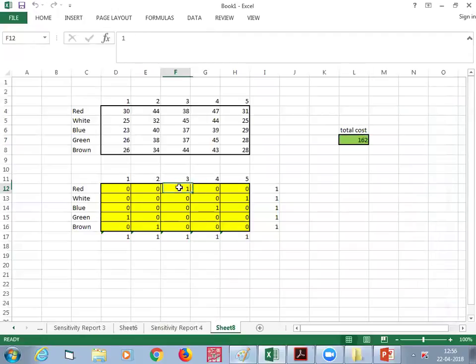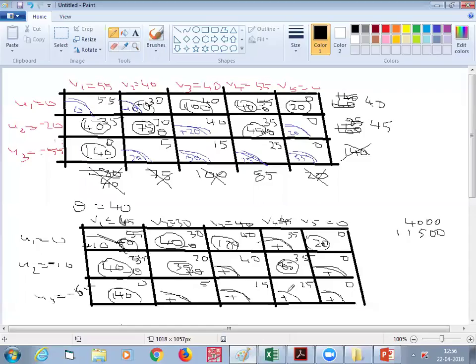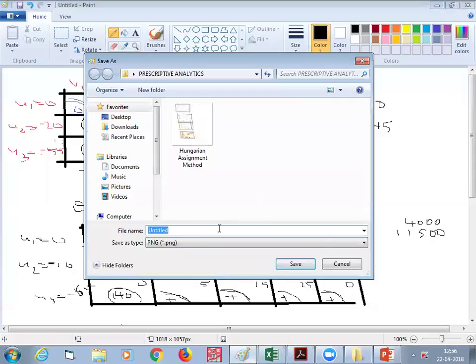So, alright, red team goes to job 3. White team goes to job 5, blue team to job 4, green team to job 1, and brown team to job 2. Okay, shall we do it directly? Let's also solve it with the Hungarian assignment method. Let me save this one. Though it's wrong, we'll save it anyhow. It's right for a different problem.